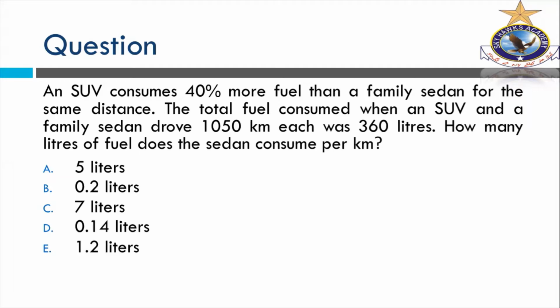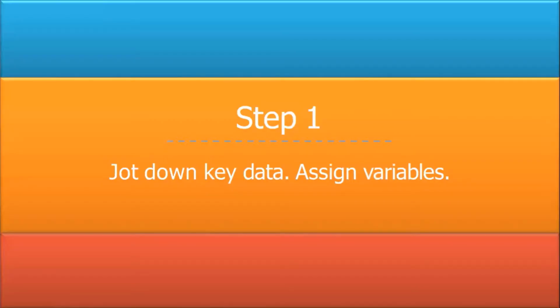Let's see step one. So what is that? Step one: jot down key data, assign variables. This is the information you will have to write that is given right in the question, providing the story. We will have to extract the data in mathematical form, and then we will have to introduce some variables for the unknown quantities. Let's see where this step will lead us.